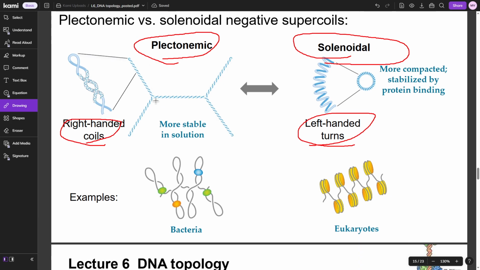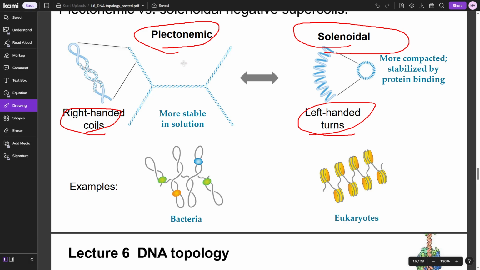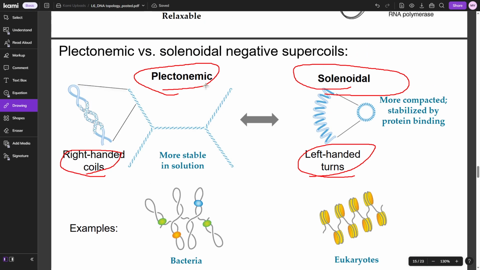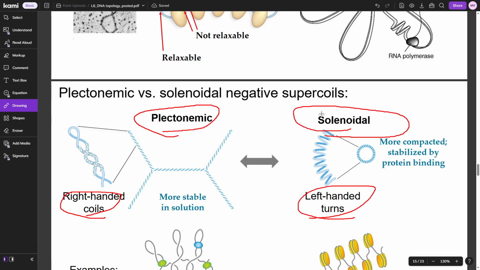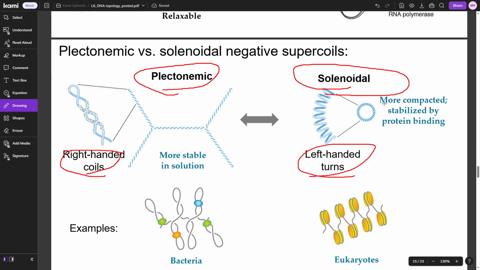To put this simply, bacteria, for example, use this plectonemic, right-handed coiling, but in eukaryotes, we often use this solenoidal kind of supercoiling instead. We use this left-handed supercoiling because it's more compacted and more easily stabilized by binding proteins.